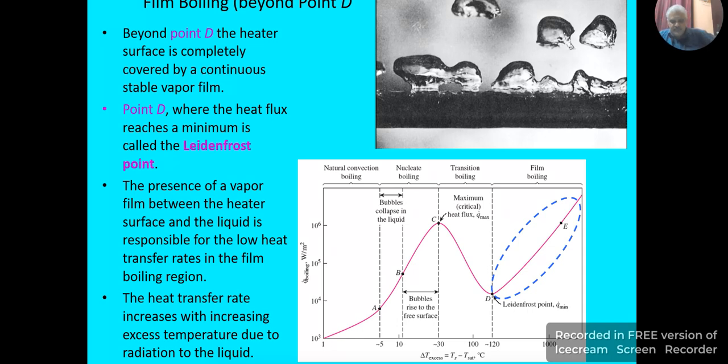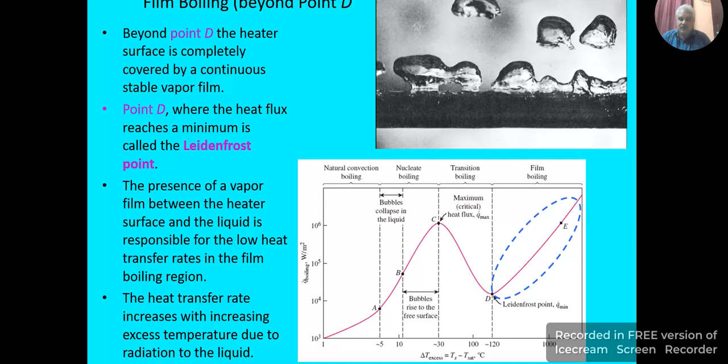The temperature at point E is very high and normally above the melting point of the solid. It is highly not recommended to operate at this high temperature. So if the heating of the metallic surface is not limited to point C, the metal may be damaged or it may even melt. That's why the peak heat flux is called the burnout point, and an accurate knowledge of this point is very important for engineering applications.